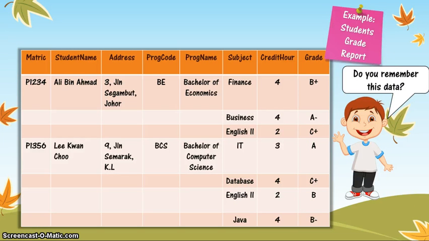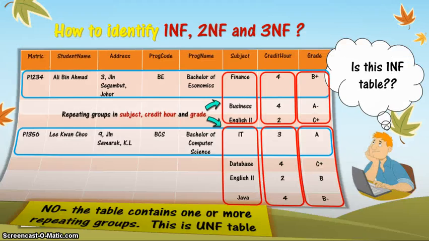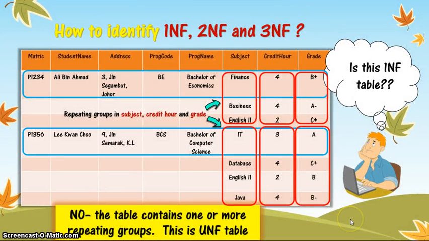And we will use the same example, the previous example on students' grade report, okay? Previously we learned how to identify FDs. Now we learn how to identify 1NF, 2NF, and 3NF. This is what we call the normalization process.